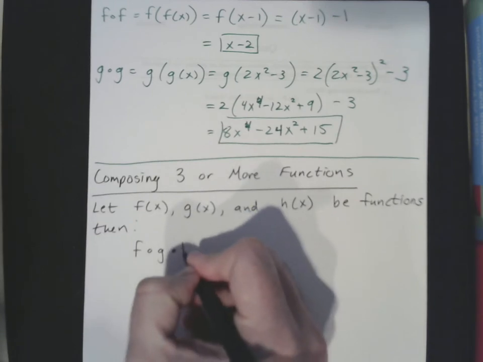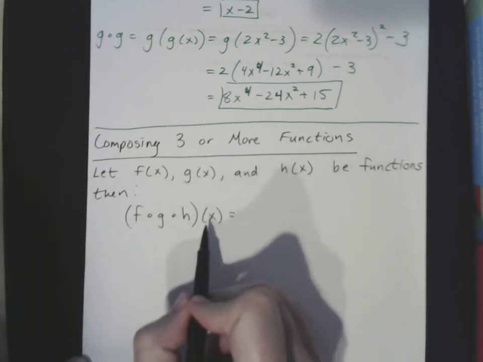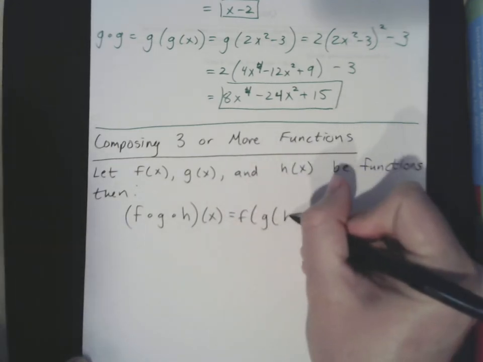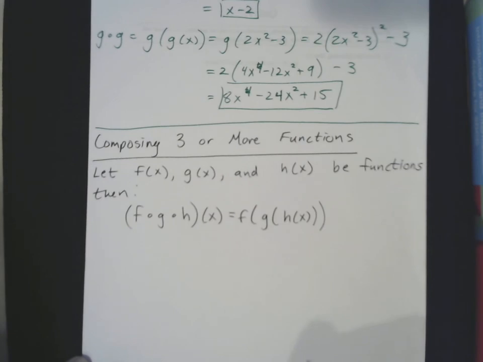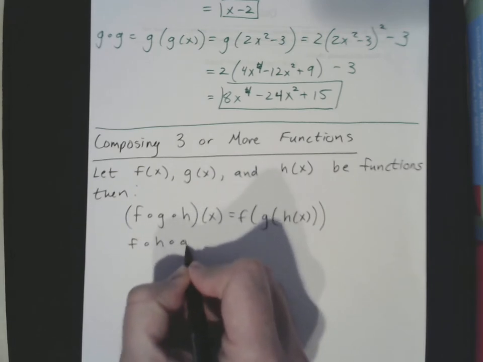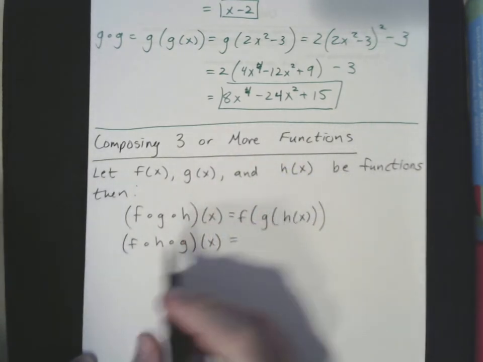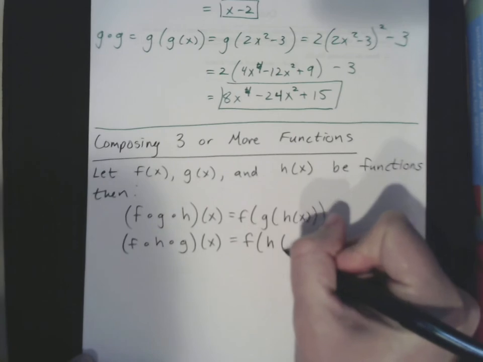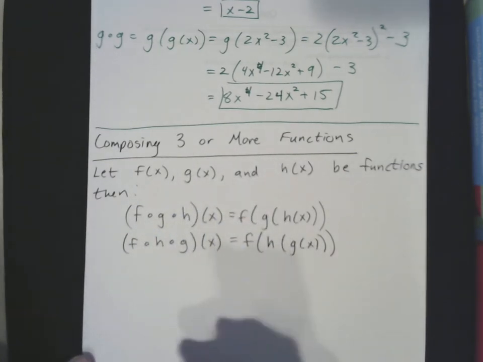f circle g circle h of x. You read this left to right, so this is f of g of h. So f of g of h of x. And now we need to close these parentheses. We do a couple others. We can do f circle h circle g of x. So again, this is left to right, f of h of g. So f of h of x... f of h of g of x, close parenthesis, and then we can get any order of these three that we want.